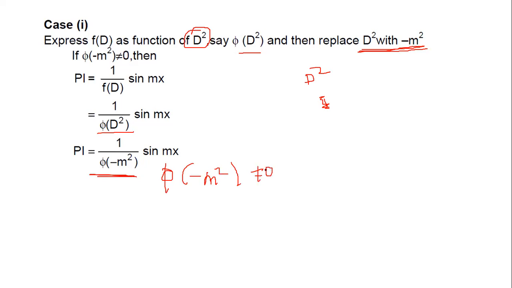You know that in case the denominator is 0, once again whatever we followed for the exponential applies, that means multiply with x in the numerator and differentiate with respect to D in the denominator.